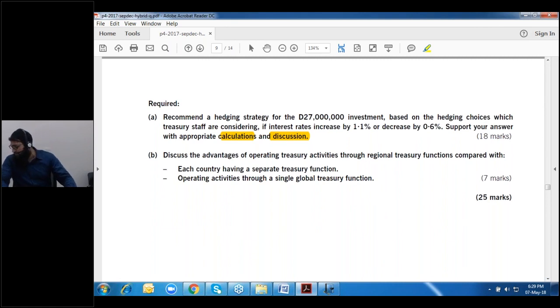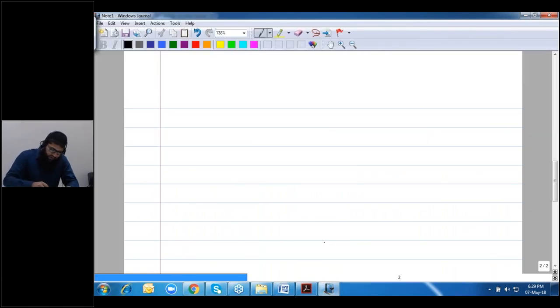Now see, let's have a discussion about it. So if in the given scenario we talk about the FRA, the forward rate agreement, how exactly are we going to deal with the FRA? Now let's talk.